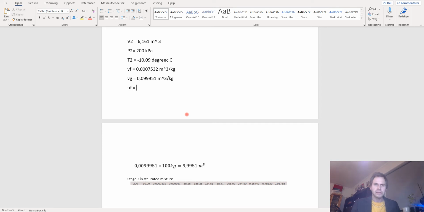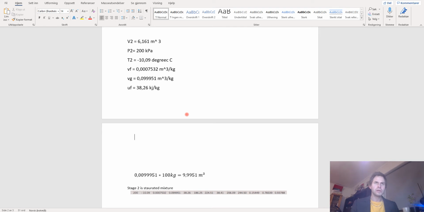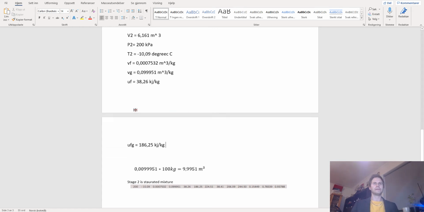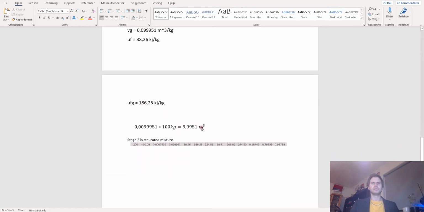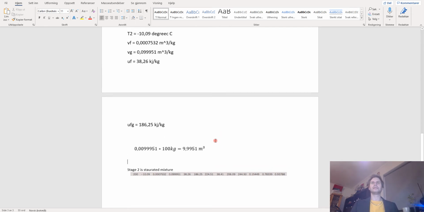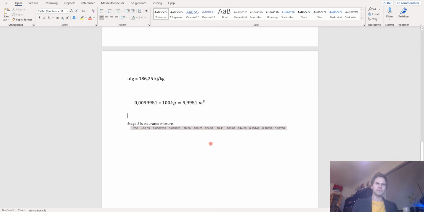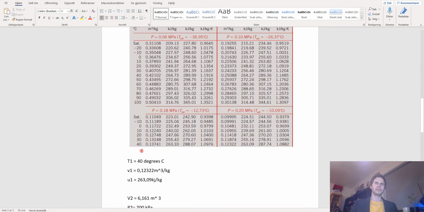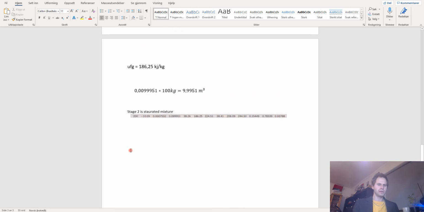Uf equals 38.26 kilojoule per kilo, and Ufg equals 186.25 per kilo. So there is some information we have from here. We must find the internal energy, which is U. We found that on state 1. That was 260.9. Is that right? And U2, so what is U2?